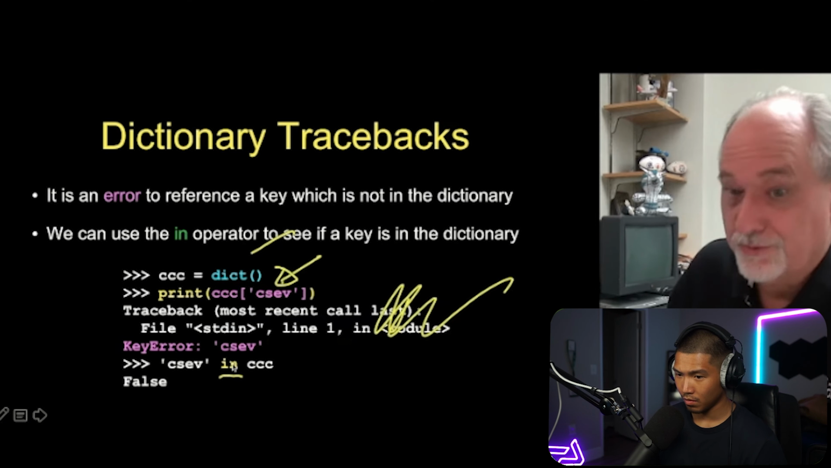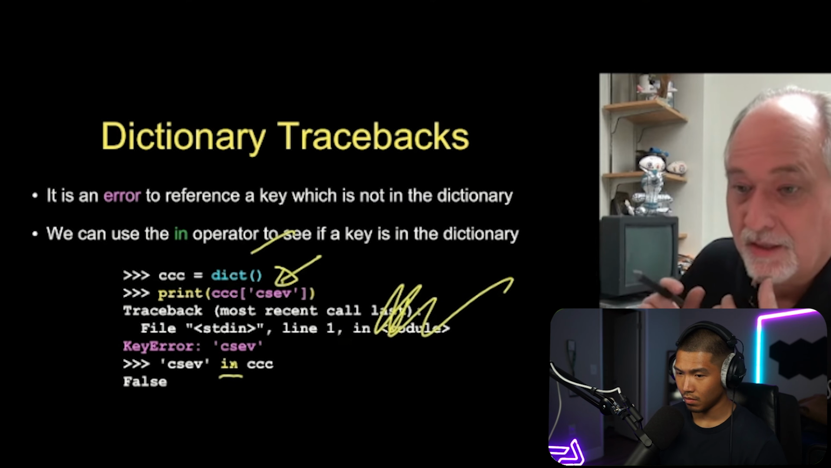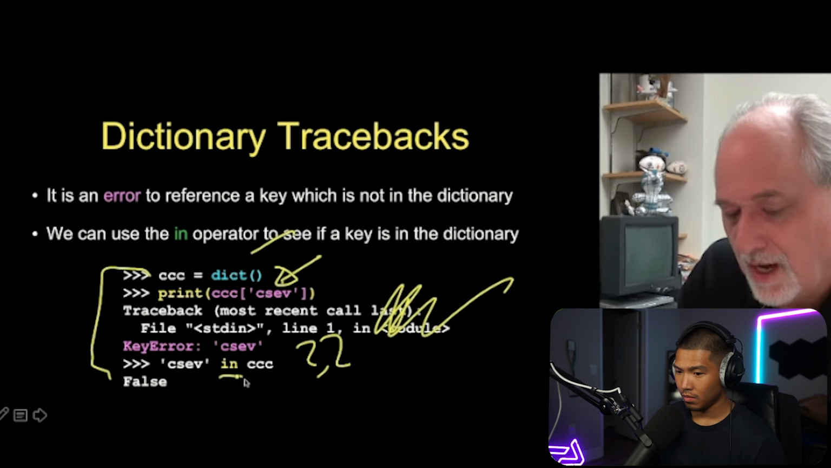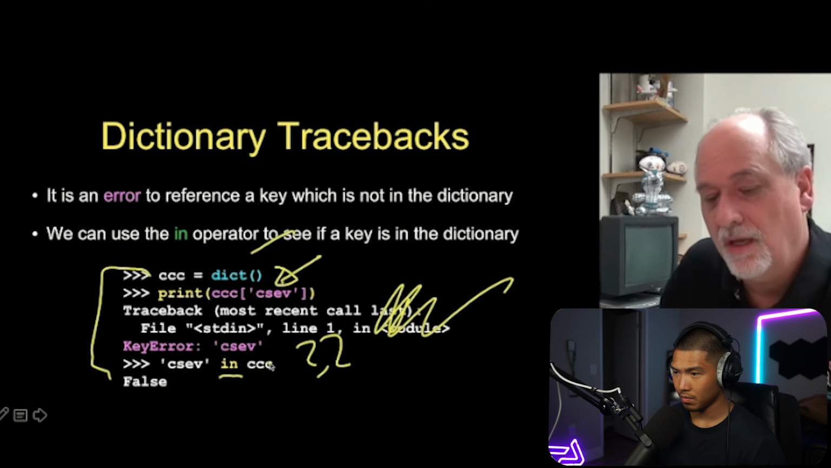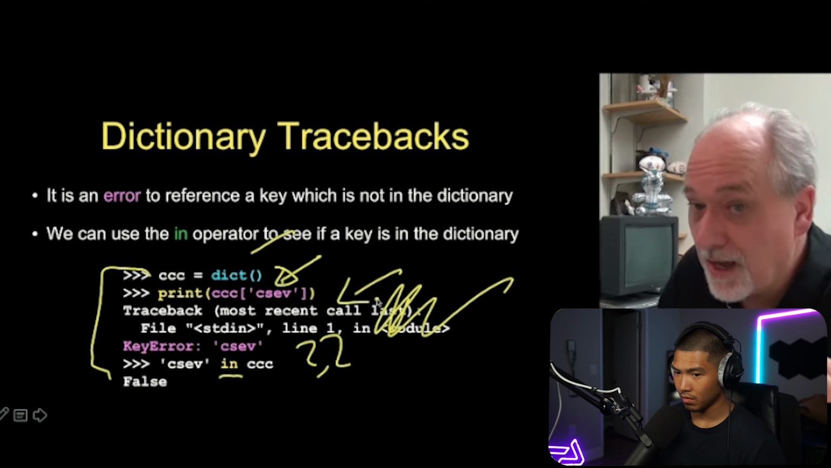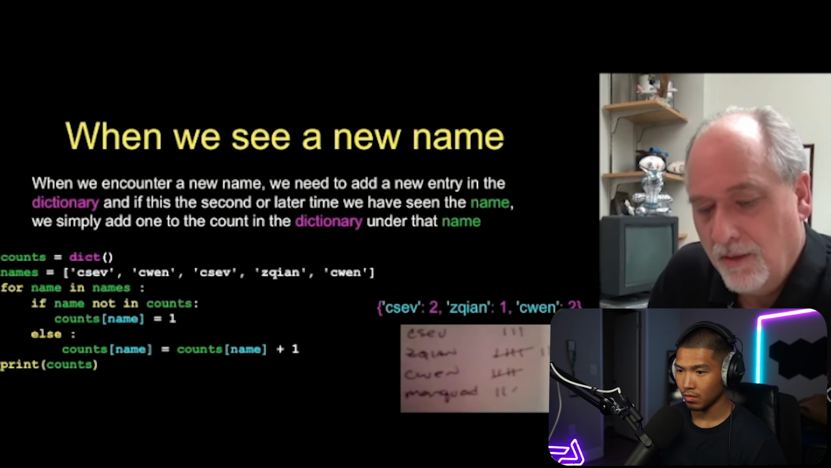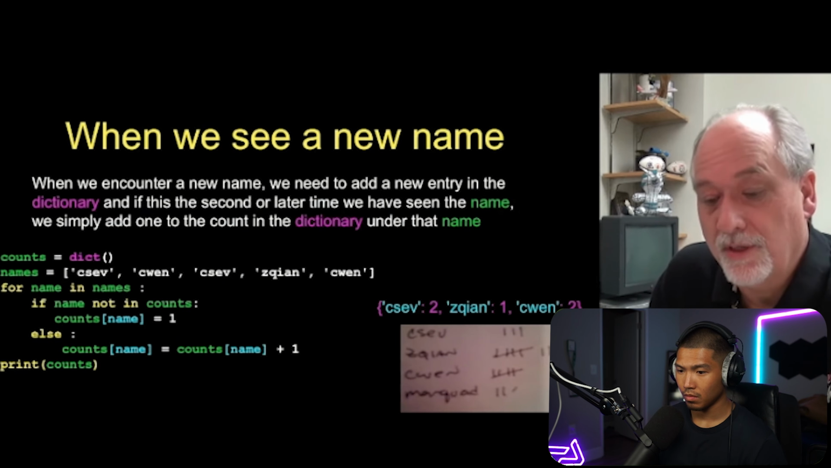The in operator we've used in for loops, we've used it in lists, we've used it in strings. It is a question. It's saying, is CSEV in CCC? Well, this is the empty one, and so no, it is not. CSEV is not in CCC. And so using this in operator, we can avoid the traceback. We can say, if it's not there, put it in. If it is there, add 1 to it. And that leads us to this bit of code, and that is the kind of code we're going to use to build a histogram.